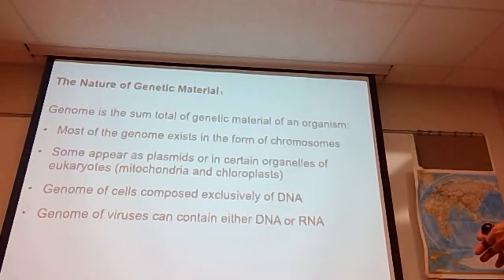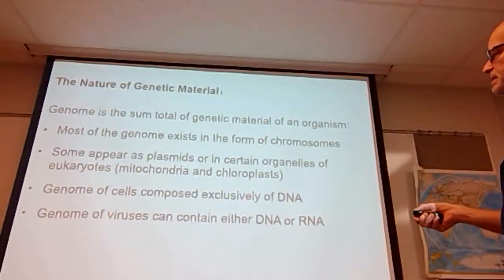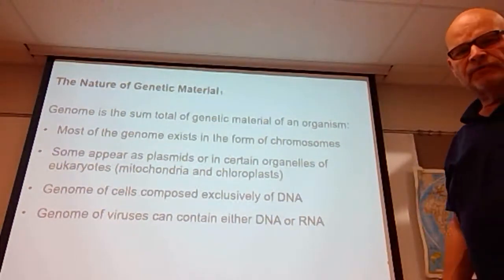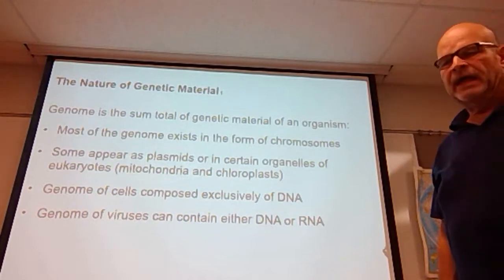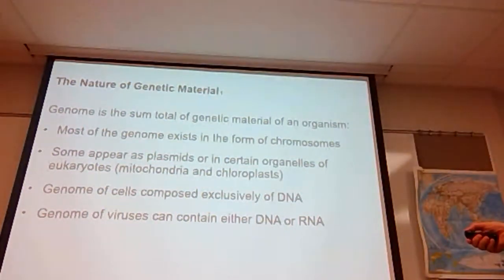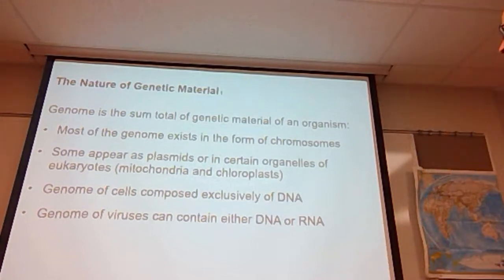Some genetic material appears as a structure called plasmids, or in certain organelles of eukaryotes. Plasmids appear in bacteria, for instance. We will talk a little bit more about plasmids later on in the semester. And then certain organelles in eukaryotes: you and I have a structure called a mitochondria that has its own DNA. Plants have mitochondria. Some plants also have an additional structure called a chloroplast. And we are discovering now that these chloroplasts also have a unique DNA.